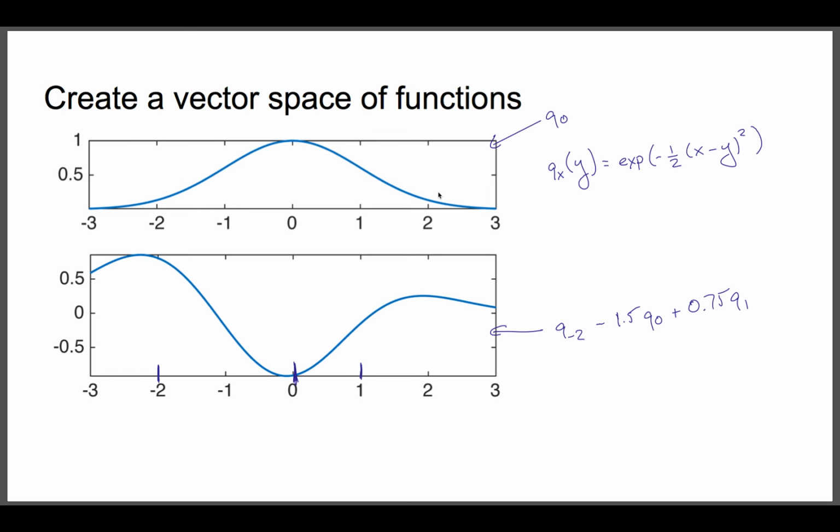And so this satisfies everything we need for a vector space, right? It's got the vectors, it's got addition between vectors, which is just component-wise addition of functions, and it has scalar multiplication, which is just, again, component-wise scalar multiplication. So that's a vector space.